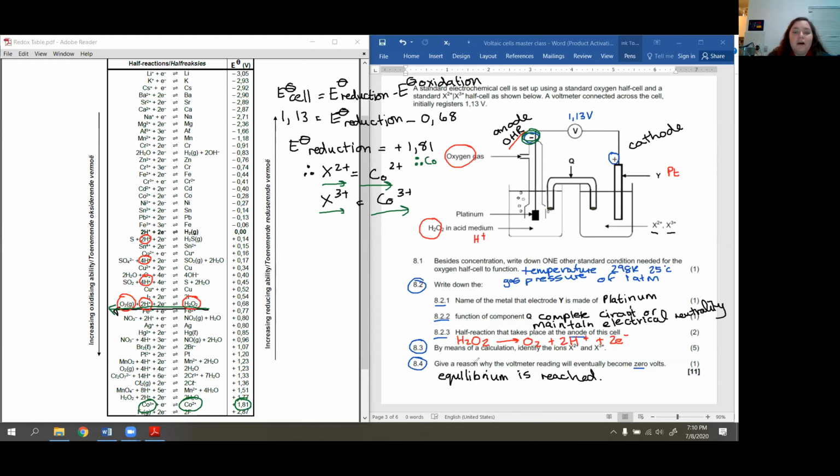Okay. And then lastly, give a reason why the voltmeter reading will eventually become 0 volts. It's because equilibrium is reached. If you want to say something differently, you could say that the concentration of H2O2 decreases and the concentration of Co3+ decreases. But the real truth, and this is what we do want you to know, is that 0 volts means that we're in equilibrium. That's one of the things that we'd ideally like your brain to automatically connect so that it's easy for us to give you the marks there.